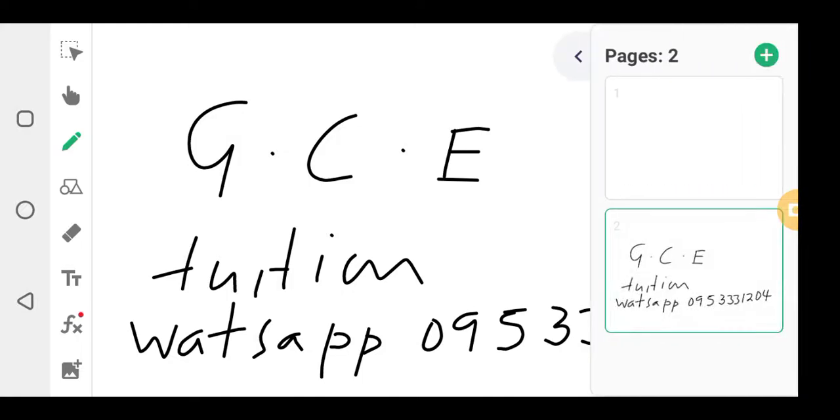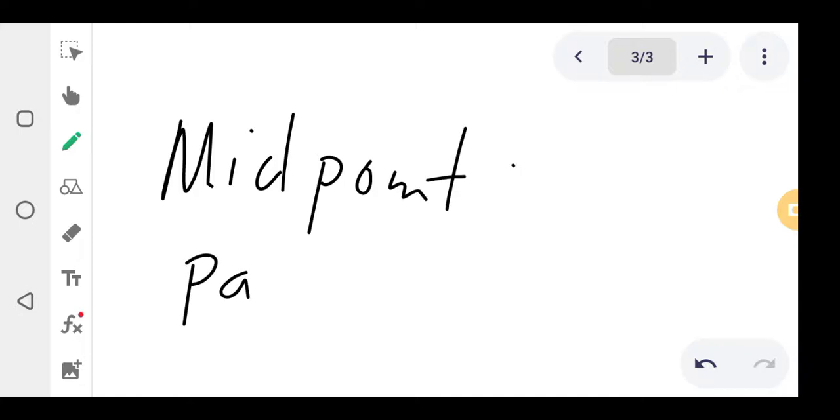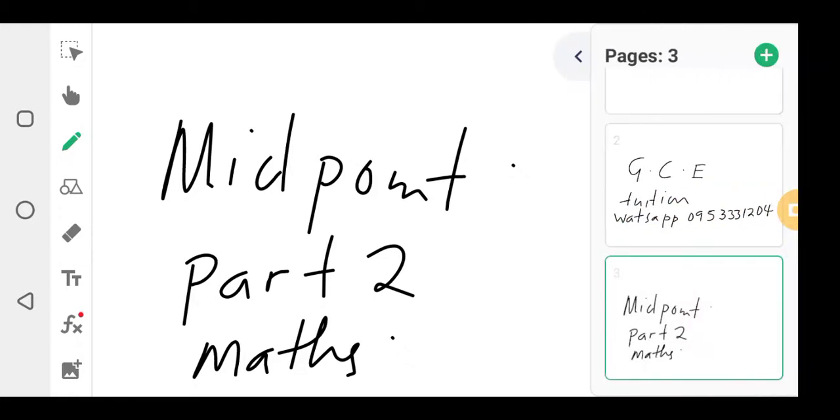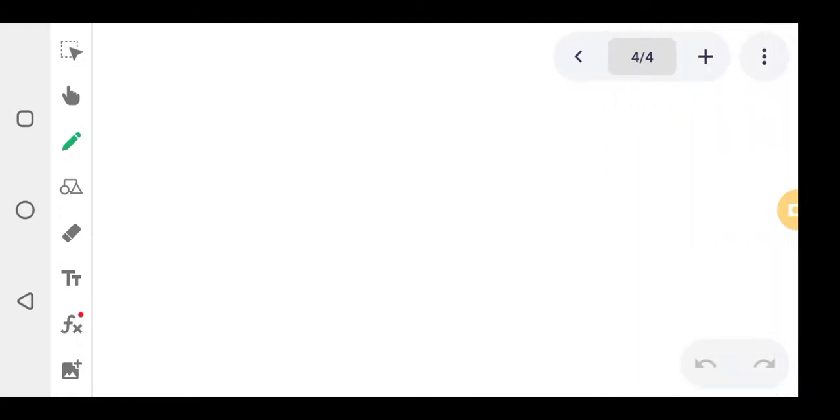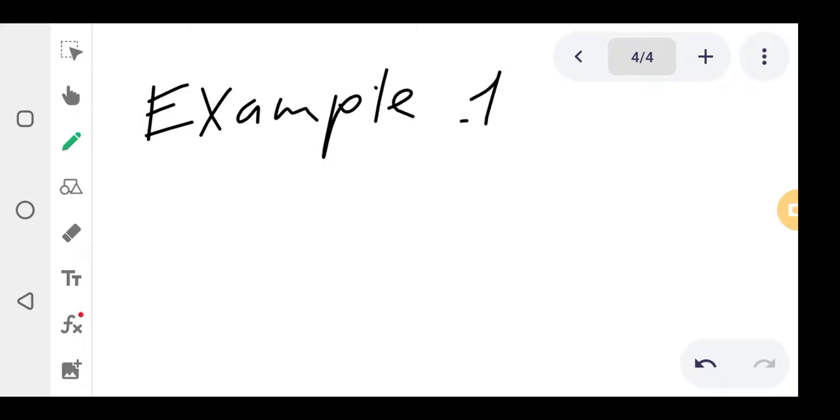Okay, now we are continuing with the midpoint, part 2. This is maths. The type of midpoint questions we're going to look at now are a little bit different from what you did previously. For example, if this is an example, not an exercise, we name it example 1.